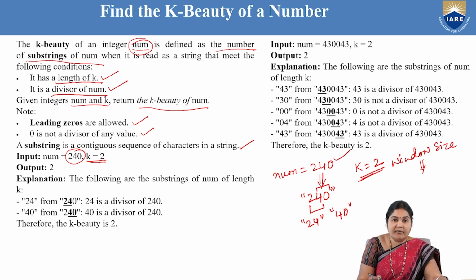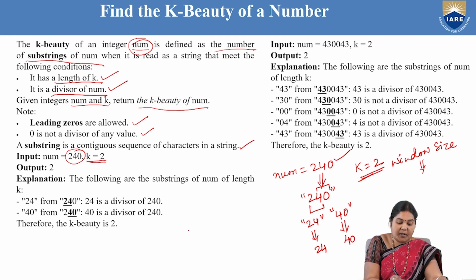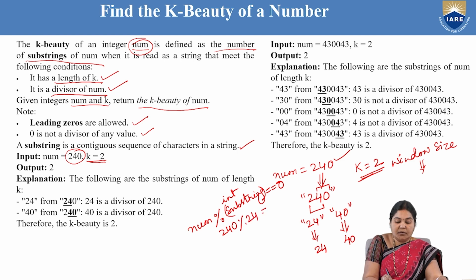A string can be a divisor of an integer? No. So I need to convert it back into integer. If I convert it back, it is 24, and if I convert it back, then it is 40. So string to integer again I have to convert. Then what I have to check is whether the number is divisible by int of substring, the substring converted into integer, whether it is 0 or not. So 240 modulus 24 is equal to 0?